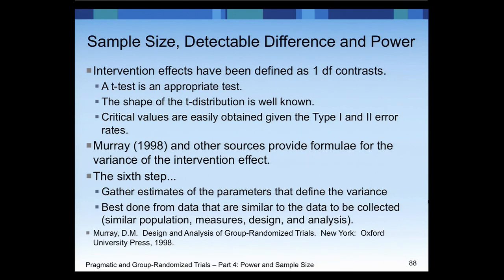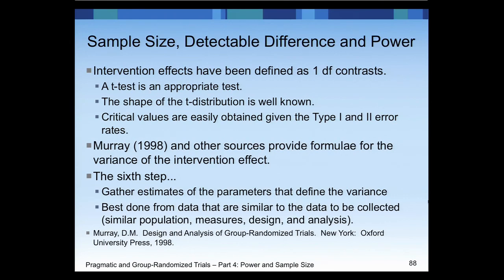Intervention effects, in my work, I try to define them as 1 degree of freedom contrasts. If I do that, then the t-test is the appropriate test. It's very easy. We know what the distribution is for the t-test. Critical values are easily obtained once I settle on a type 1 and type 2 error rate. So that helps tremendously. In my book and in other sources that you can find, we provide formulas for the variance of the intervention effect given a variety of design and analytic plans, which brings us to the 6th step, which is gathering estimates of the parameters that define the variance of the intervention effect.